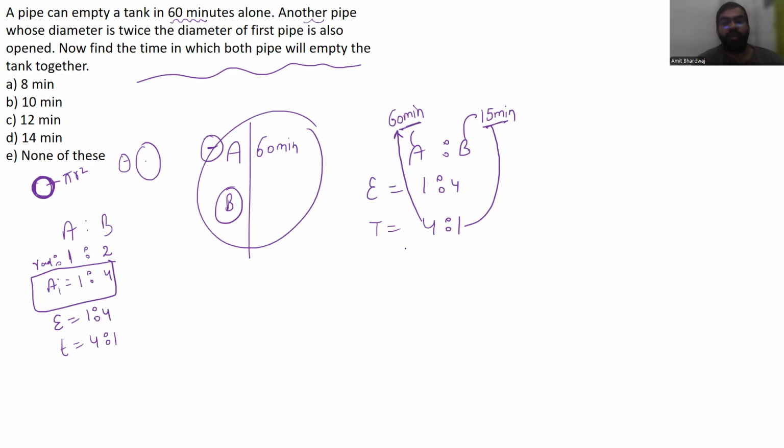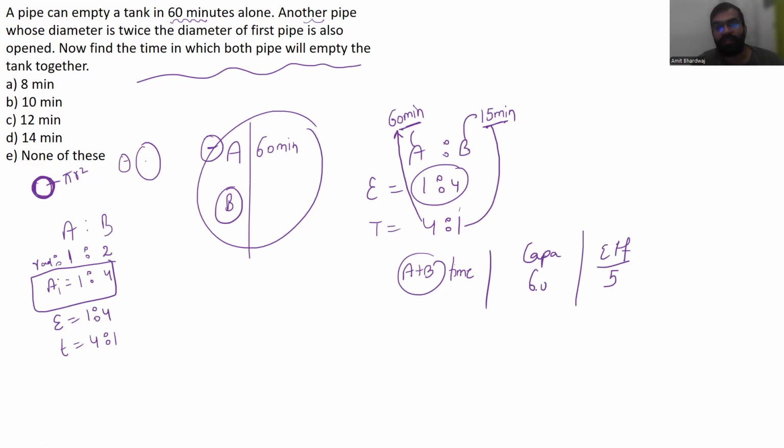Now please understand, if you need to find out in how much time A and B together can empty it, you should know the capacity of the tank and the efficiency of both of them. Efficiency we know: 4 plus 1 is 5. The capacity: 60 into 1 is 60, 15 into 4 is 60, so capacity is 60. So the time both pipes will take to empty the tank is 60 by 5, which is 12 minutes. If you open both pipes, they can empty the tank in 12 minutes, and that is the answer of the question.